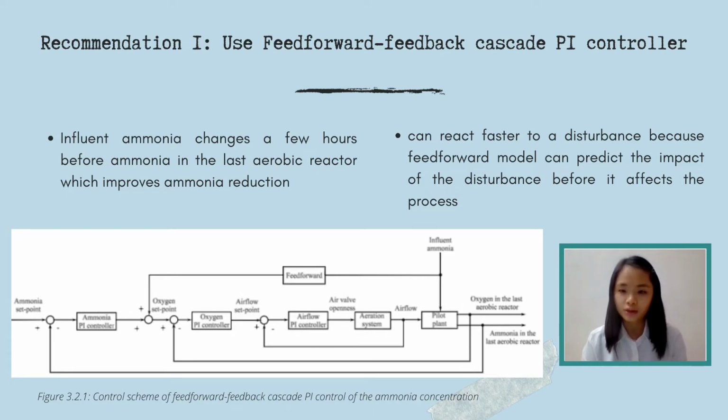This figure shows the control scheme of feed-forward cascade PI control of the ammonia concentration. Because of hydraulic delays, influent ammonia changes a few hours before ammonia in the last aerobic reactor, allowing feed-forward control to improve ammonia reduction. Feed-forward control can react faster to a disturbance because it uses a feed-forward model to predict the impact of the disturbance before it affects the process.